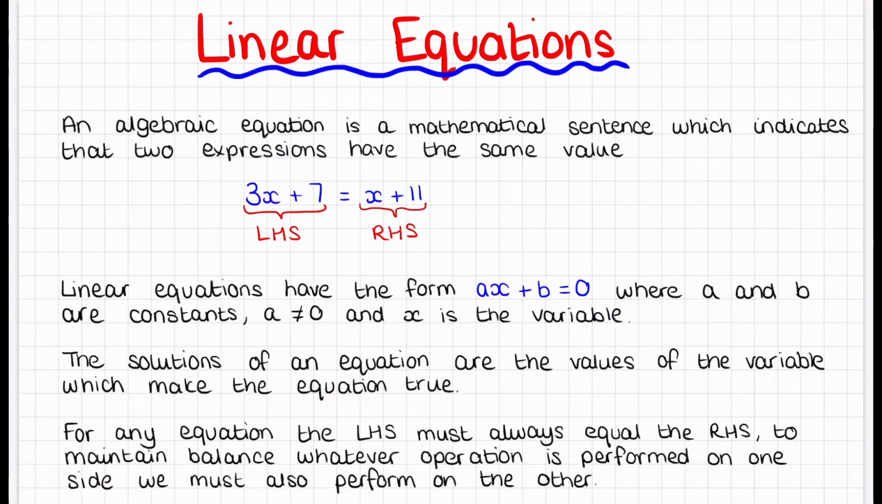3x plus 7, we will sometimes say it's the left-hand side of the equation, and we abbreviate that to LHS, and x plus 11 is on the right-hand side of the equation, or RHS. Linear equations have the form ax plus b equals 0, where a and b are constants, a cannot equal 0, and x is the variable.